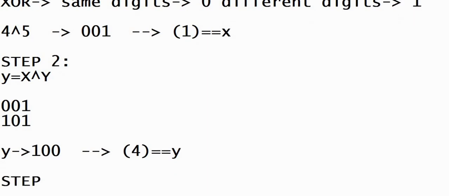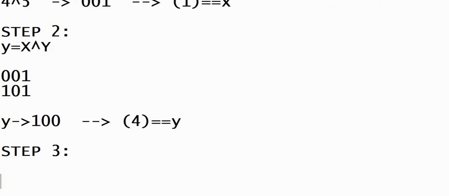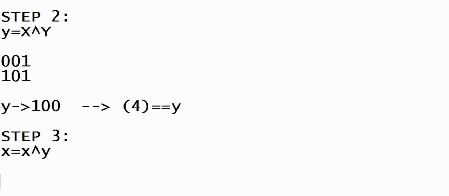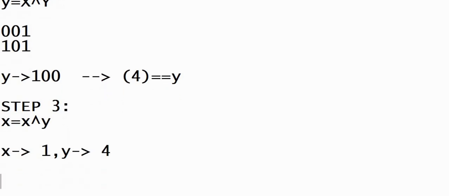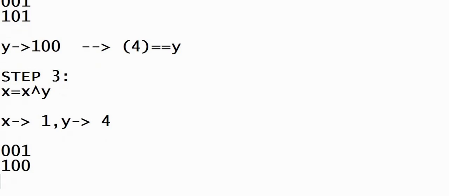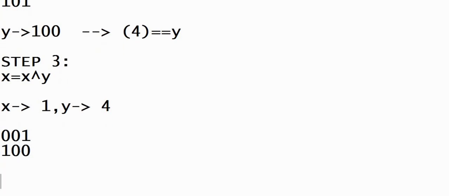Step 3: repeat the first step, x is equal to x XOR y. Now what is the value of x? x is stored as 1. What is the value of y? y is stored as 4. The binary representation of 1 is 001 and of 4 is 100. On computing these values, x holds 101: different digits give 1, the same digits give 0, and different digits give 1.